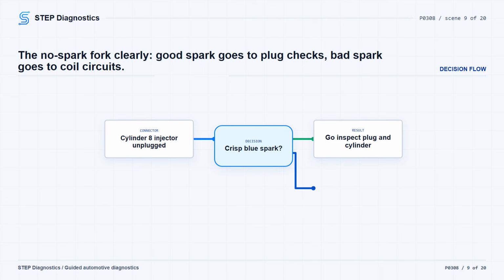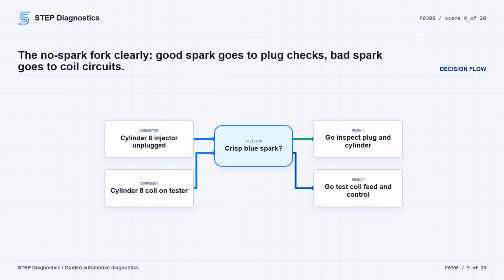Turn the ignition off, remove the cylinder 8 ignition coil, reconnect the coil harness connector, disconnect the cylinder 8 injector connector, install a spark tester on the coil and crank the engine. You are looking for a crisp blue spark. If the spark is not crisp and blue, skip ahead to the coil feed and control circuit checks. If spark is good, keep going with plug and cylinder inspection.